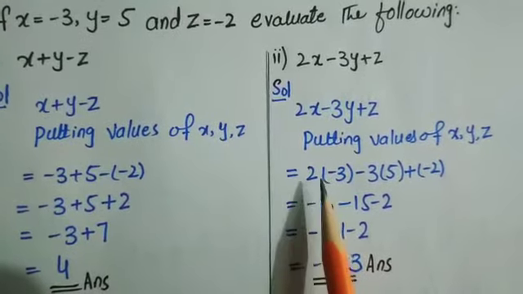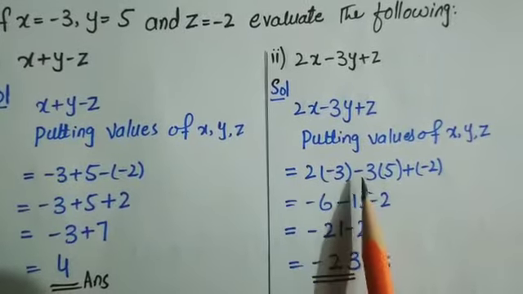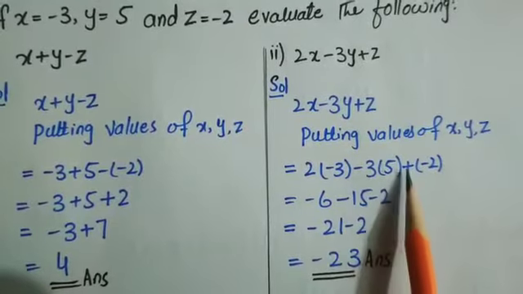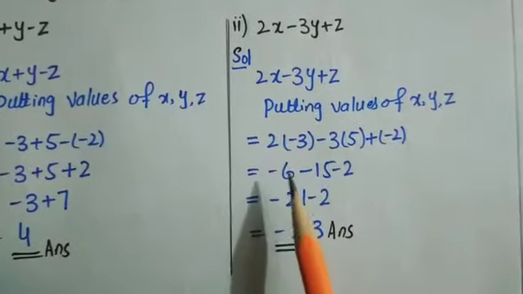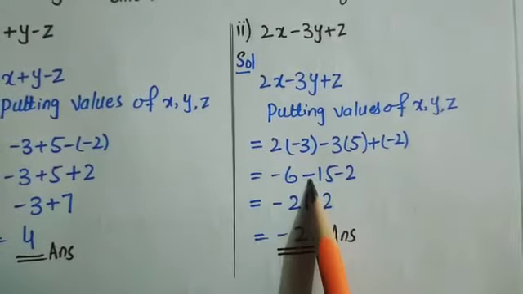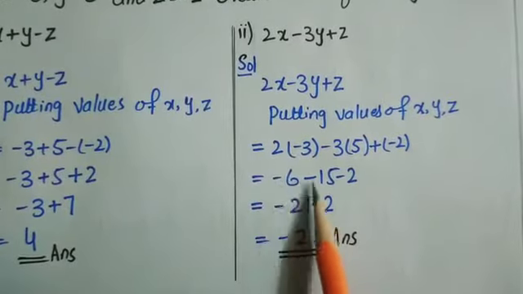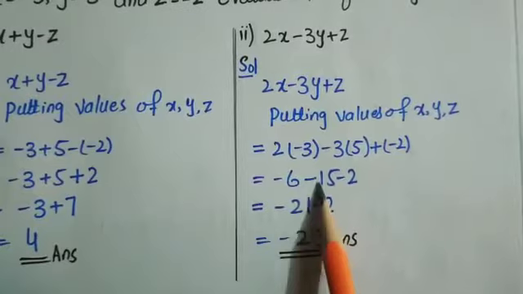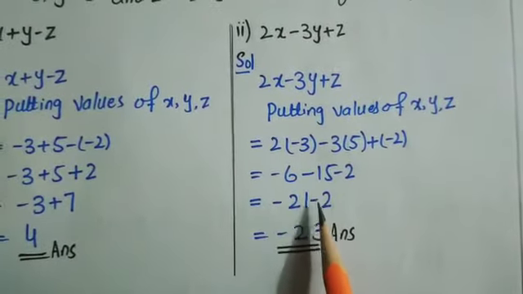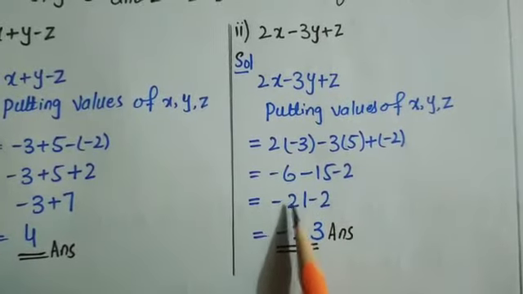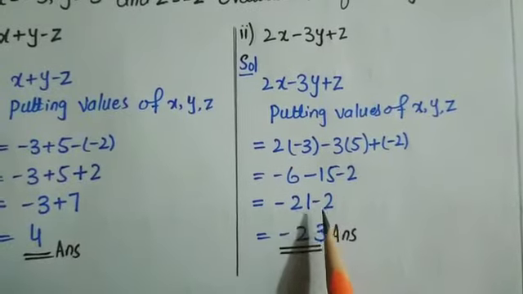Plus minus, 2 3s are 6, there is no sign, means that these 2 and 3 are multiplied. Plus minus, 3 5s are 15, again plus minus 2. Further we solve these values because there is the same sign. In addition and subtraction, when the sign is the same, we add these values. -6 and -15 is -21, and this -2 as it is. Further we solve both values, same sign, so we add these values. We put the sign as negative: -21 and 2 is -23.